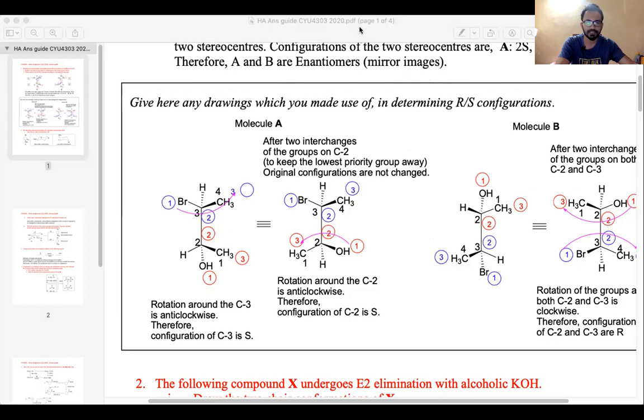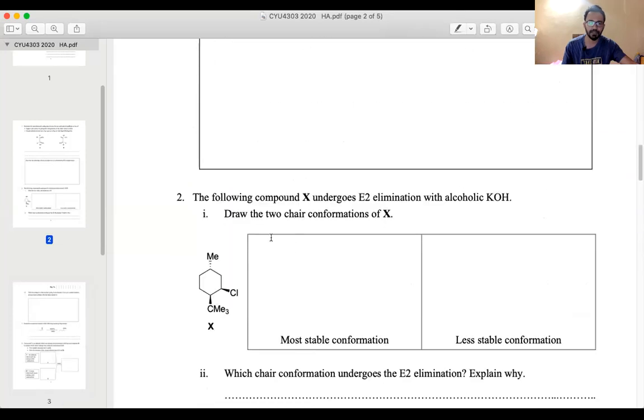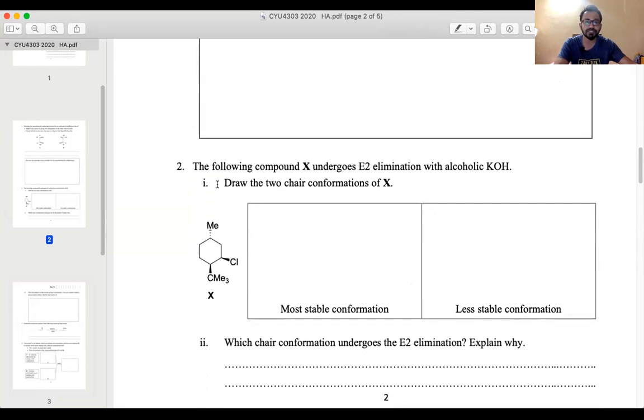Let's consider the next question. The second question: the following compound X undergoes E2 elimination with alcoholic KOH. This is actually a bit of a difficult question. Draw the two chair conformations of X.